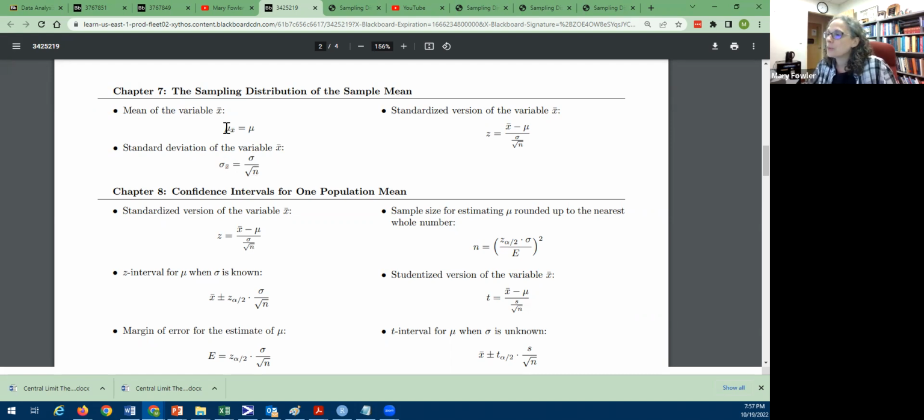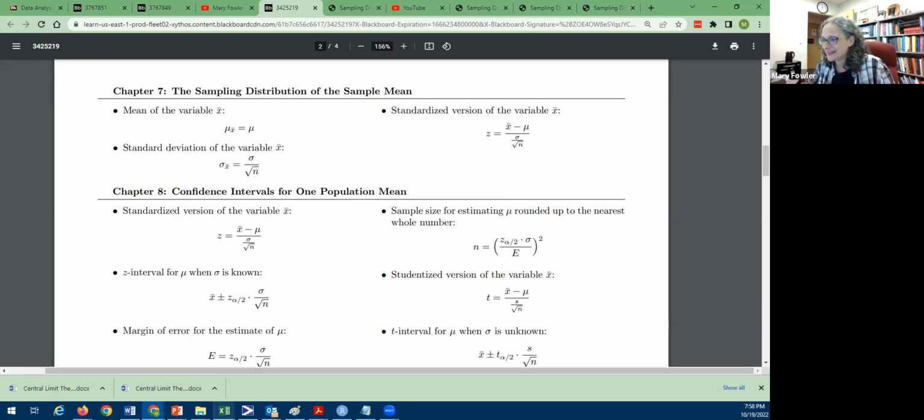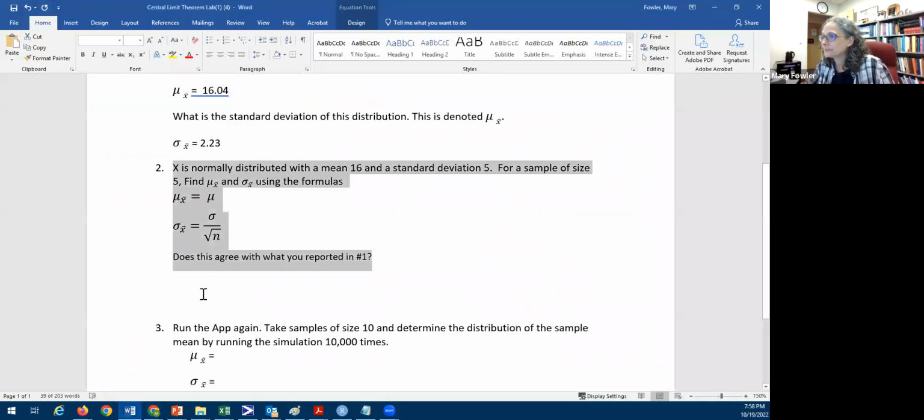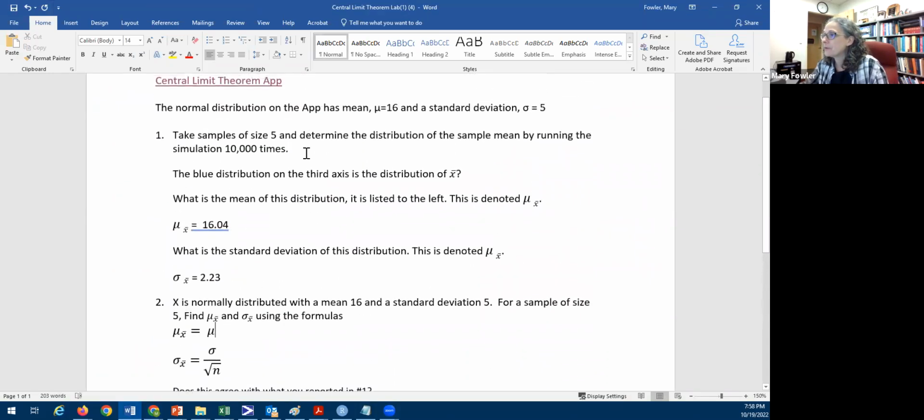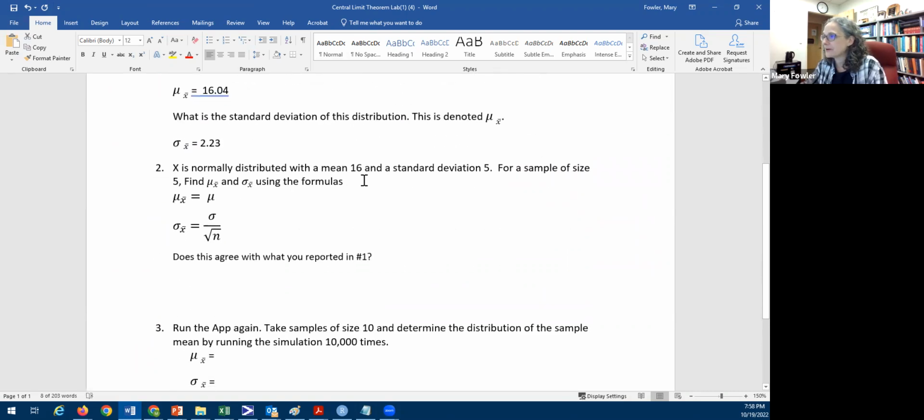So what I want to do is go back to the problem that we were working with where mu was 16, sigma was 5, and the sample size was 5. And I want to plug them into these formulas and see if what I get is in agreement with what we got from the simulation. All right, let's go. So in this problem, we're given mu is 16 and sigma is 5. So I'm going to go ahead and borrow that because it has the symbols there.